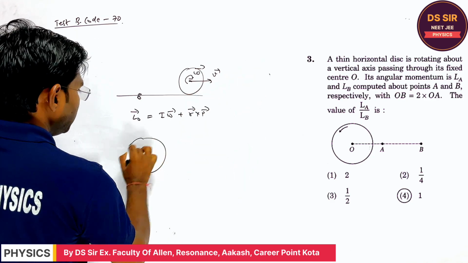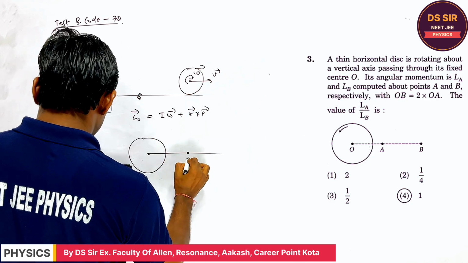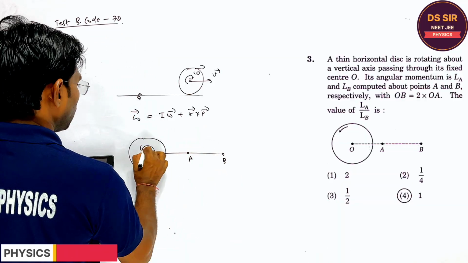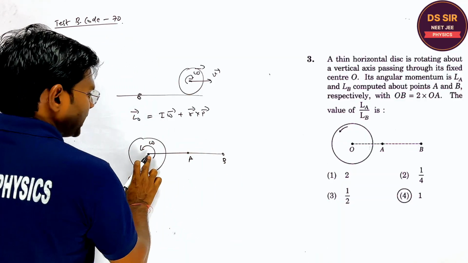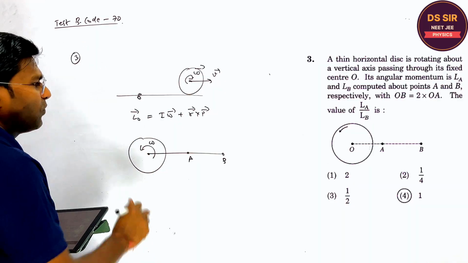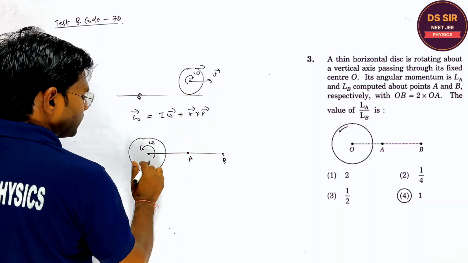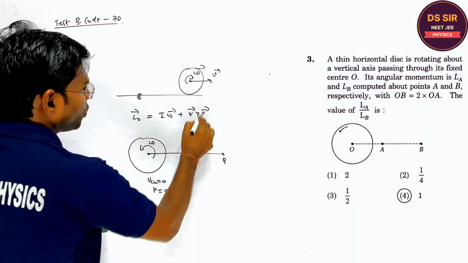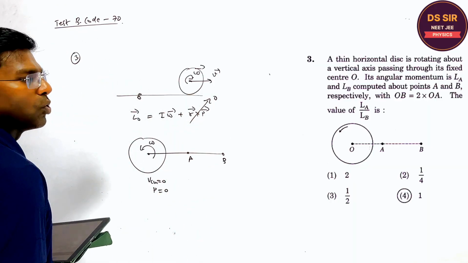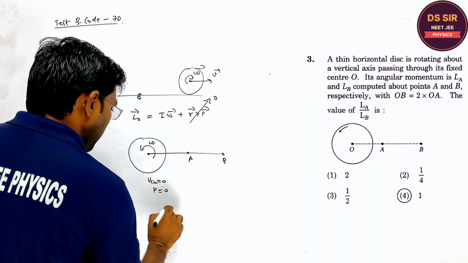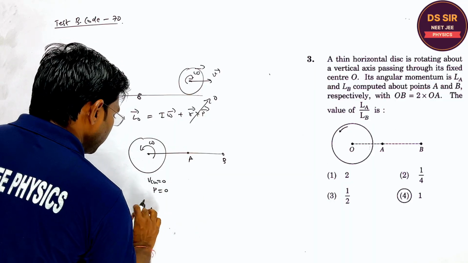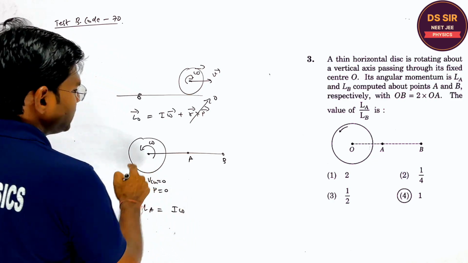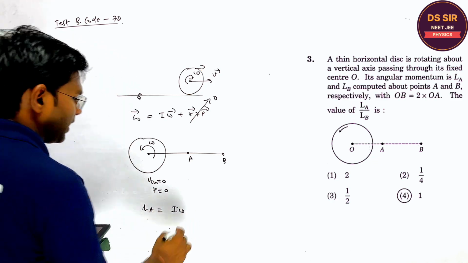But here in this question, this is the point A and this is the point B. Also, this disk is rotating with angular velocity omega, but it is rotating about a fixed axis. So the velocity of the center of mass is 0, so momentum is 0. Therefore this term will be 0. So angular momentum about A is I into omega, where I is the moment of inertia and omega is the angular velocity, plus 0.